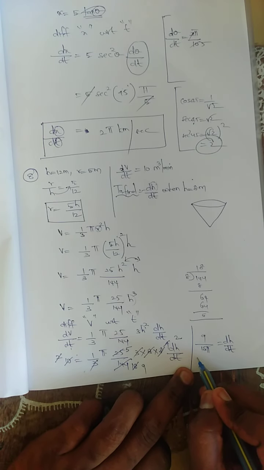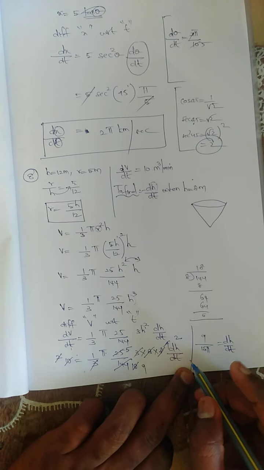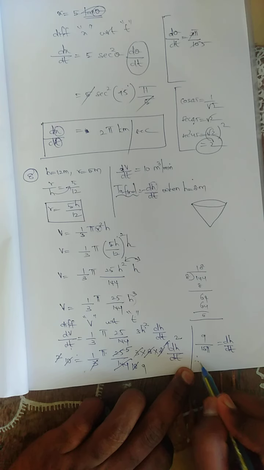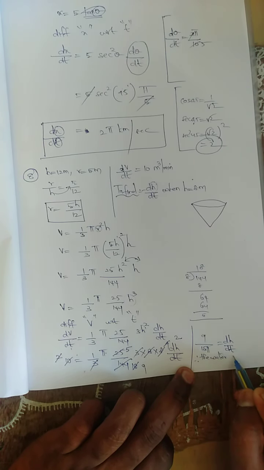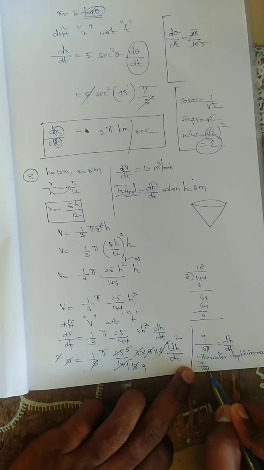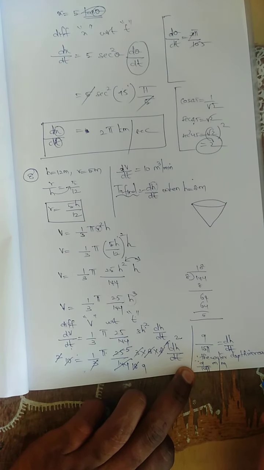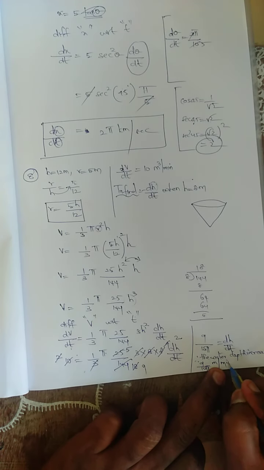Therefore, the final answer: how fast is the water depth increasing? The water depth increases at 9 by 10 pi. What is h? H is meters and t is minutes. Therefore, meter per minute. That's all. Minute I put MIN, meter per minute.